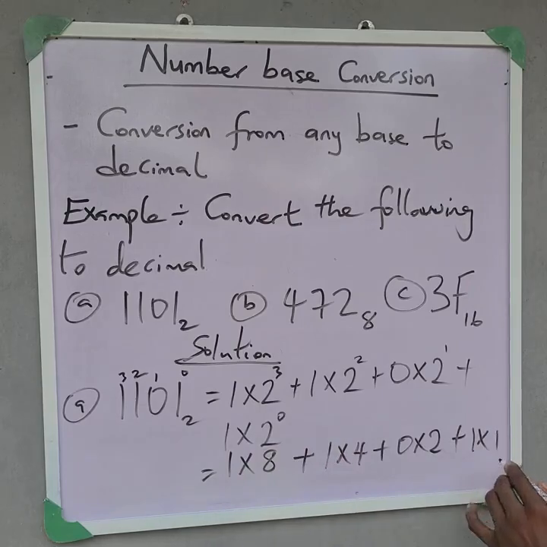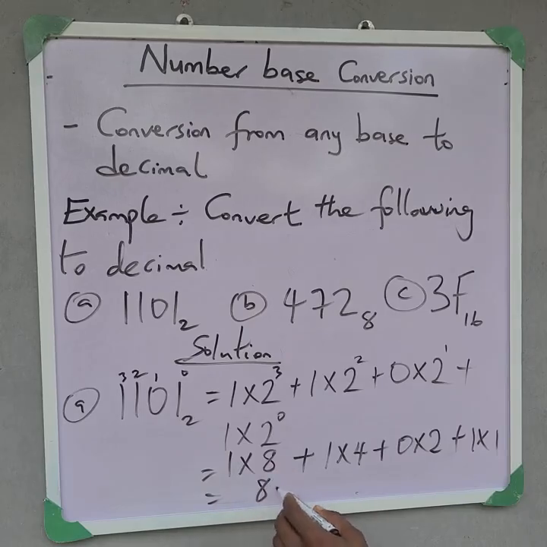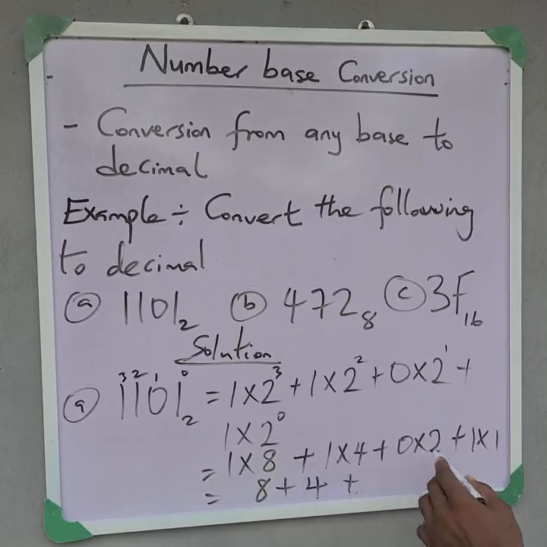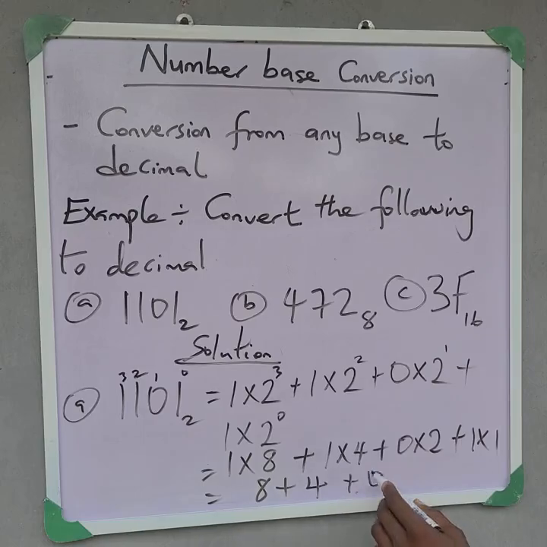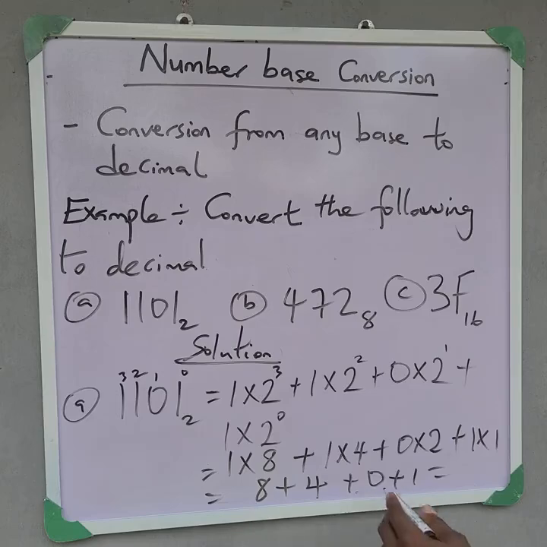So this equals 1 times 8 is 8, plus 1 times 4 is 4, plus 0 times 2 is 0, plus 1 times 1 is 1. When you add all this, 8 plus 4 is 12, plus 0 is 12, plus 1 is 13. You have 13 in base 10. This is how to convert from another base to decimal, or base 10. We'll go to the next one.